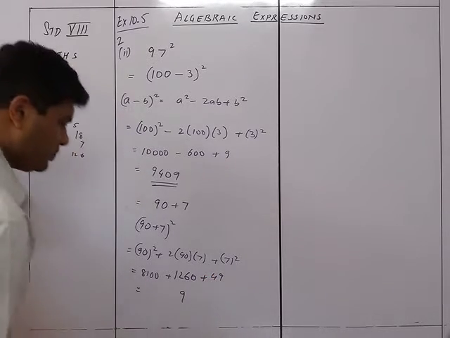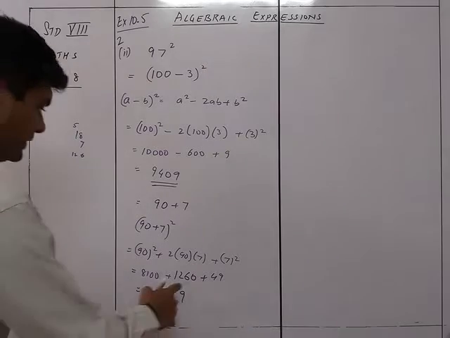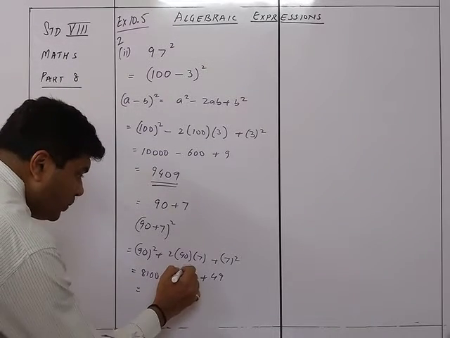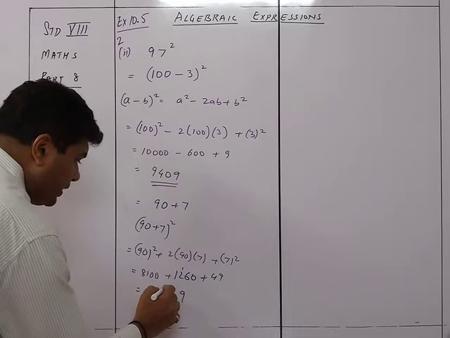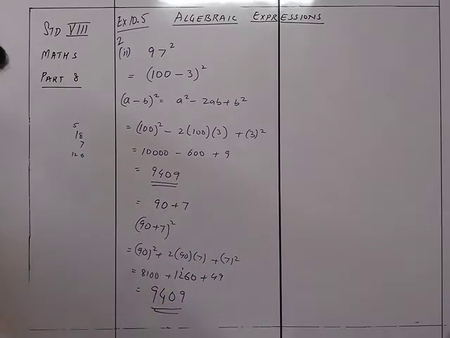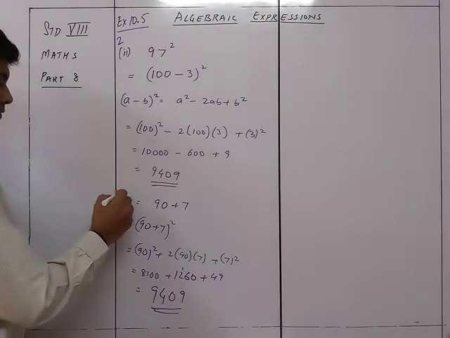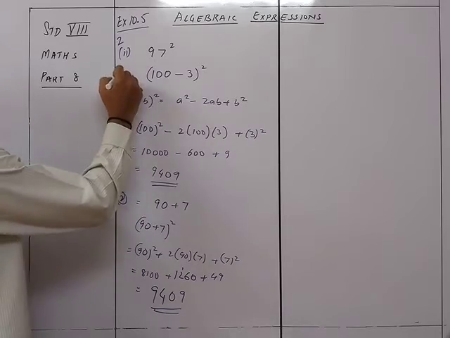So that totals to be 9. Yeah, 6 plus 4 is 10, and then 1, and then 3, 4, so 4, and then 9. So 9,409. Yeah, same answer. Got it? So you can do this method also. This is the second method. This is the first method.